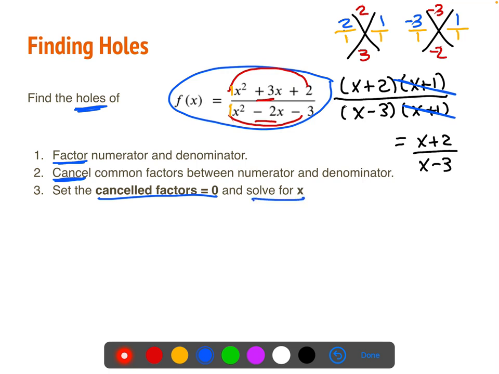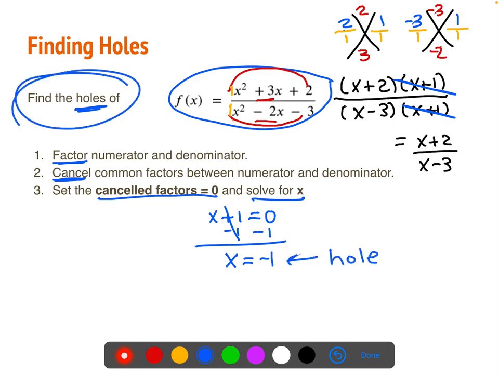Now what do I do with that? It says we set the canceled factors equal to 0. I canceled x plus 1. So I'm going to take x plus 1, set it equal to 0, subtract 1 from both sides, and I get x equals negative 1. This is where my pothole, my hole is located. I said find the holes. The hole is at x equals negative 1.